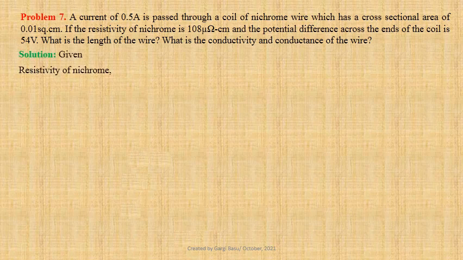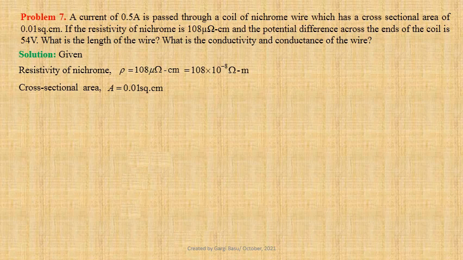Resistivity of nichrome rho equals 108 micro-ohm centimeters. That is equal to 108 into 10 to the power minus 8 ohm meter. Cross-sectional area A equals 0.01 square centimeter, that is equal to 0.01 into 10 to the power minus 4 square meter. Potential difference V equals 54 volts. Circuit current I equals 0.5 ampere.